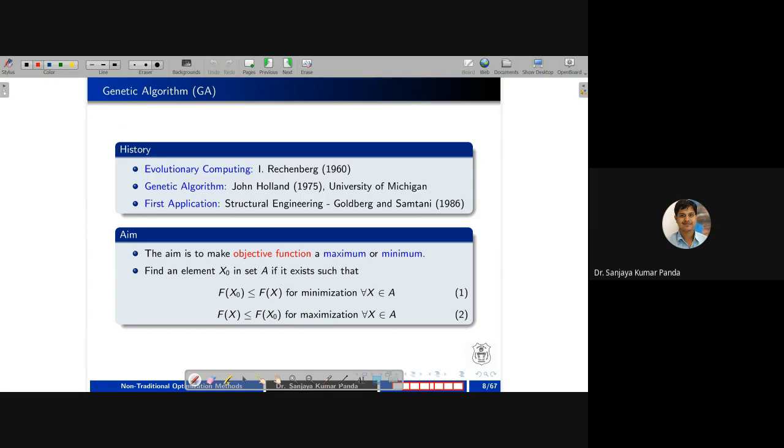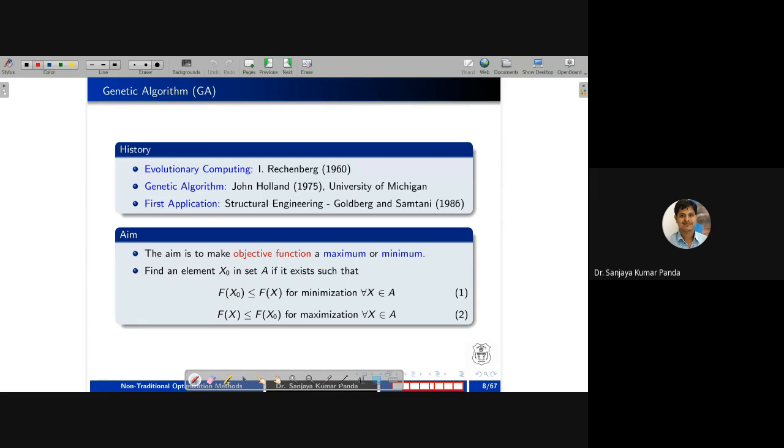Imagine, evolutionary computing is nowadays applied in various domains: civil engineering, mechanical engineering, electrical engineering, computer science engineering, and metallurgy. All people are nowadays applying evolutionary computing. But the concept is quite old. You can say 60 to 65 years back, this concept was coined by I. Rechenberg.